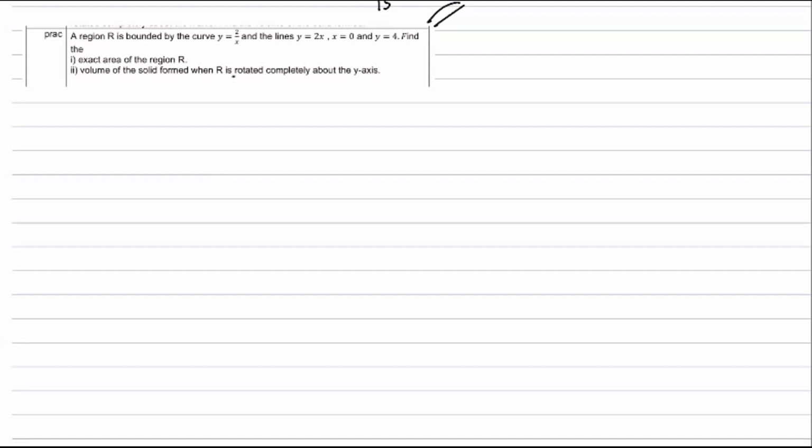Oh yeah, by the way, rotate completely is the same as rotate by 2 pi radians. 2 pi radians means 360 degrees. Basically, one full circle. Sometimes the question will phrase it like that. Try.